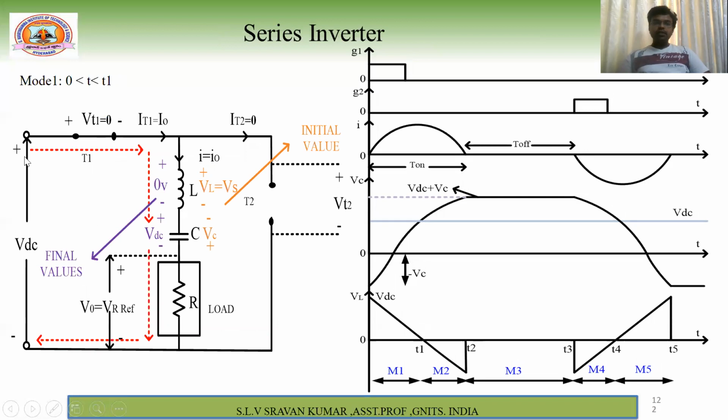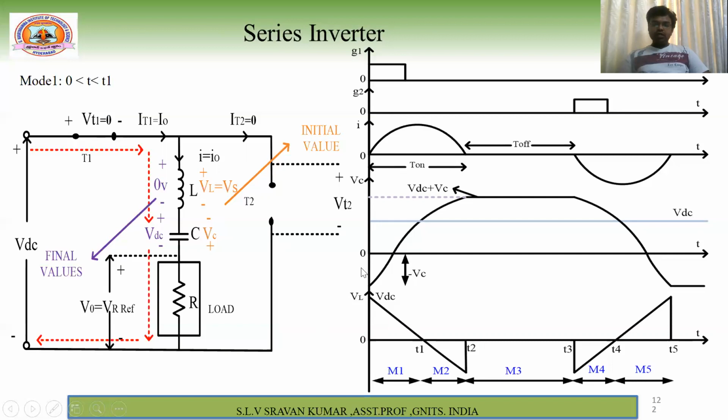Once it is turned on, what happens? The current starts flowing through your load, along with the L and C components. L and C are nothing but commutating elements, because of these two elements only your SCR will be turned off. See here, I have written the initial values and the final values. The initial value of the capacitor is minus Vc, and the initial value of the inductor is Vs. Once it is turned on, the current slowly increases like this, because the inductor does not allow sudden changes in current.